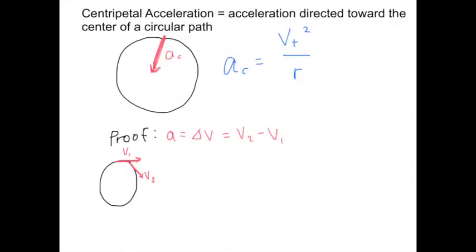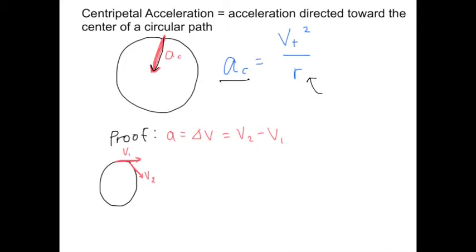We define centripetal acceleration as acceleration directed towards the center of a circular path. In other words, if we have this circle, as I've drawn here, the centripetal acceleration, or a sub c as we write it, will be pointing towards the center. And we have this equation over here for centripetal acceleration. a sub c, or centripetal acceleration, equals tangential velocity squared divided by radius. And this radius is just the radius of the circle, or the object's distance from the central axis.